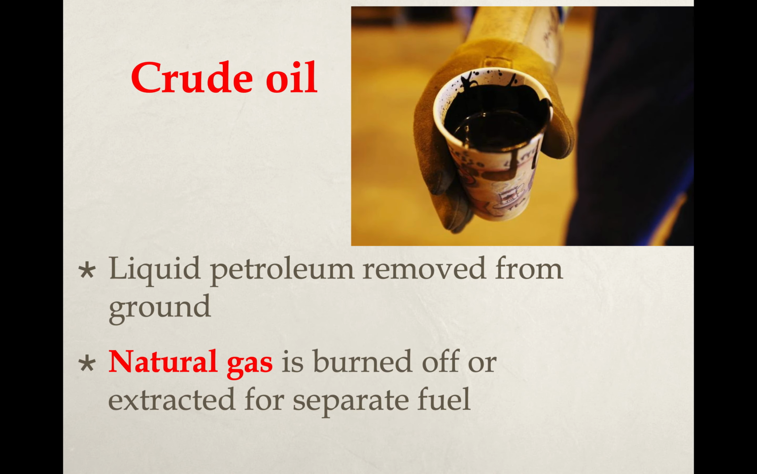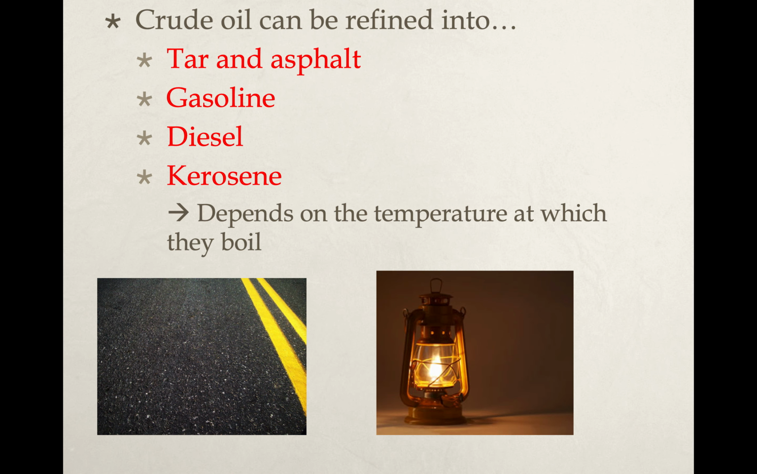Crude oil. So crude oil is liquid petroleum that's been removed from the ground. This cup here is a picture of crude oil. The natural gas is burned off or extracted for separate fuel. Crude oil can also be refined into tar and asphalt, gasoline, diesel, and then kerosene. They differ based on the temperature at which they boil.